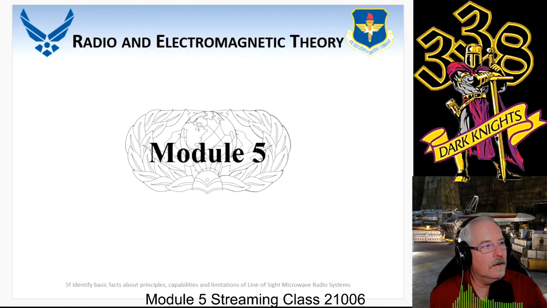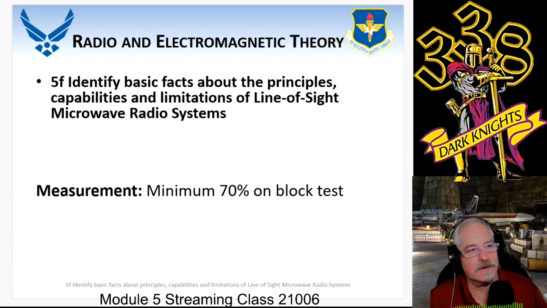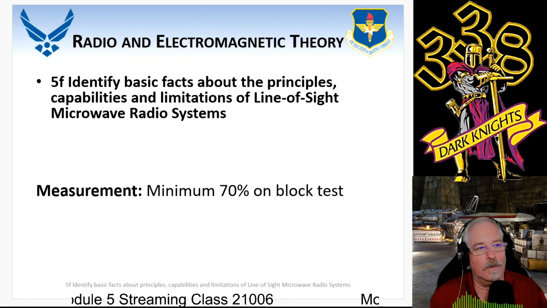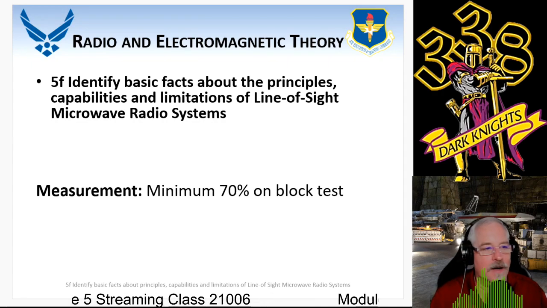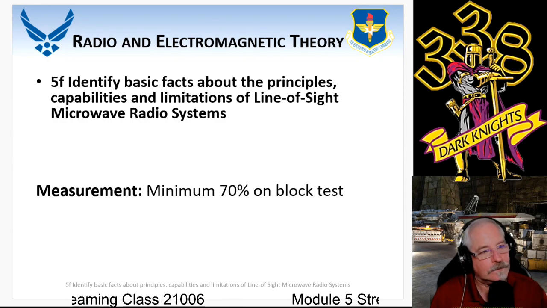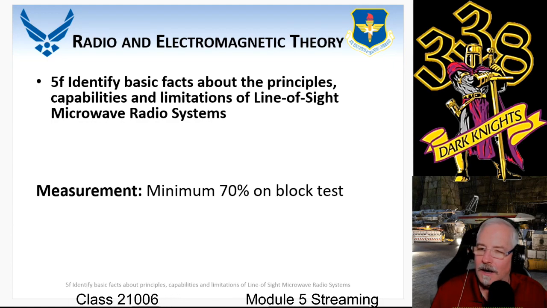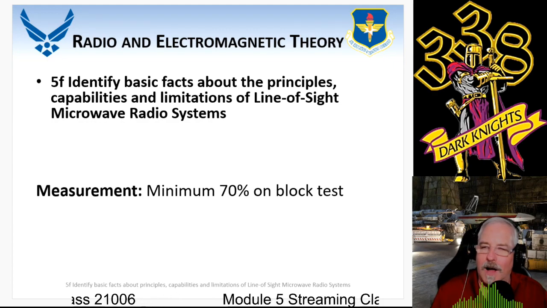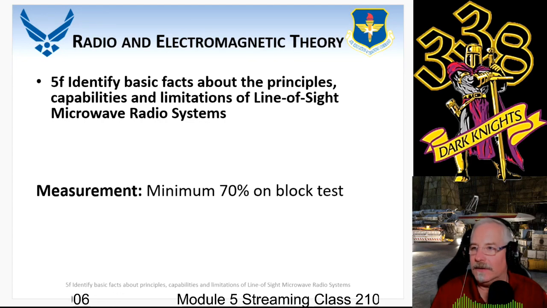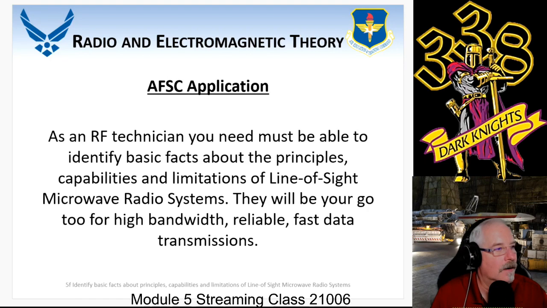Okay, so we're going to be looking at identifying basic facts about the principles, capabilities, and limitations of line of sight microwave radio systems, 5 Foxtrot. Remember, you've got to have 70% on the KPC. I will tell you that this is module 11. They're going to get into the nitty gritty as well as the equipment with it.